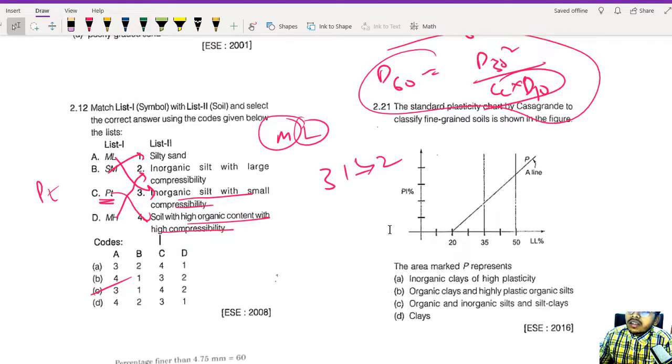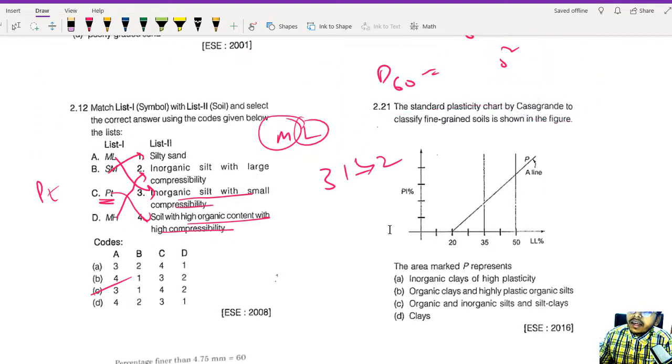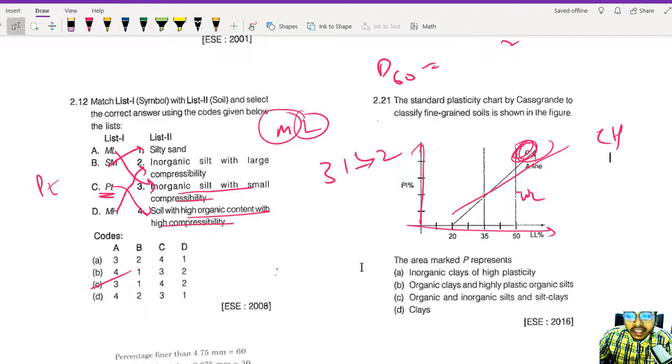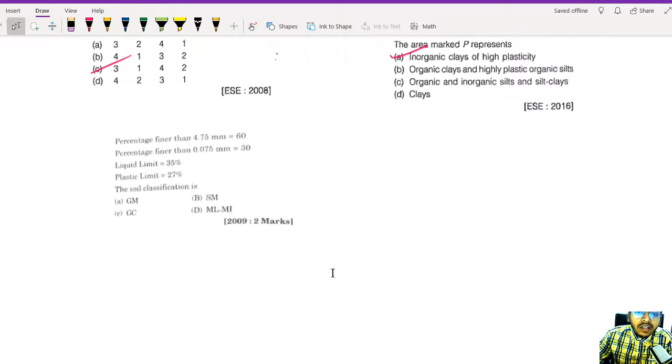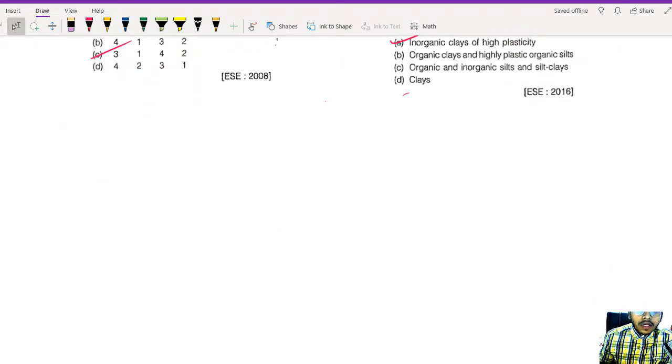Can you see this question? The plasticity chart by Casagrande is given and he is asking what the area marked by P represents. Okay, this area represents, above A line, so it is clay. See, the liquid limit is greater than 50, so it is H. So CH. Clay with high compressibility. Inorganic clay with high plasticity. Yeah, that's the correct option. Done. Everything is fine. The question I had here, they didn't have the appropriate option, so I have changed the question.